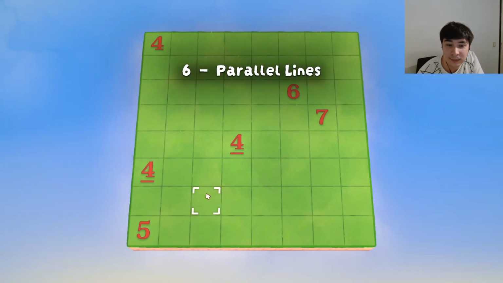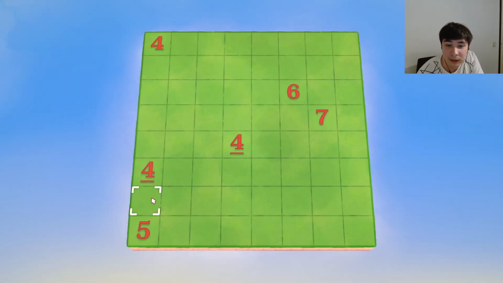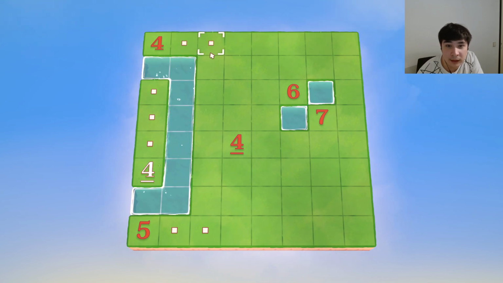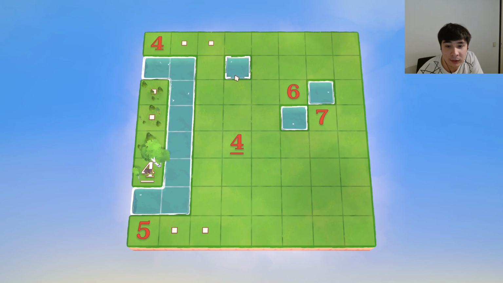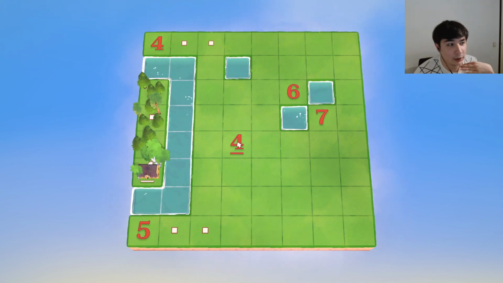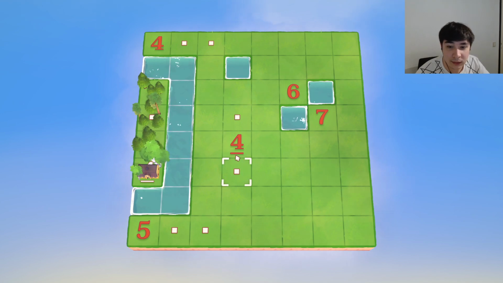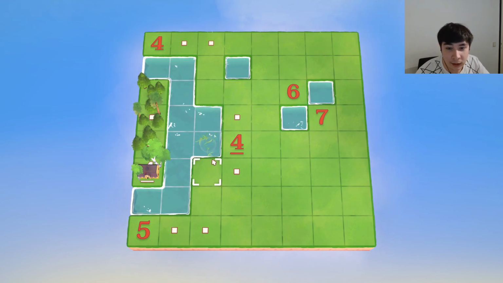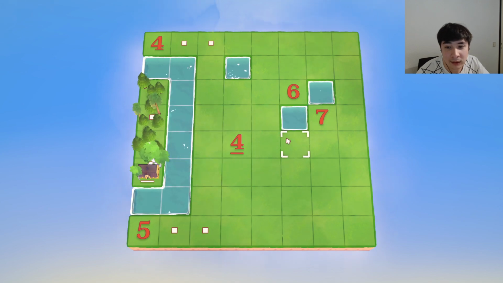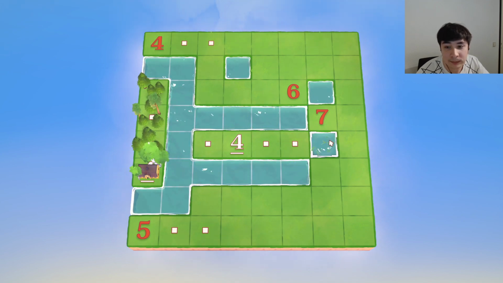Parallel lines. Okay, we've got the 4, we've got 2 line clues here, and the rest are just normal clues. This 4 cannot go horizontal, so it's got to go vertical. This 4 goes out a little bit and then flip-flops here. Right. Now this 4 cannot be vertical, because if it is, like this, all of this next to it will be water, and that forms pools, which is bad. So this 4 has to be horizontal.